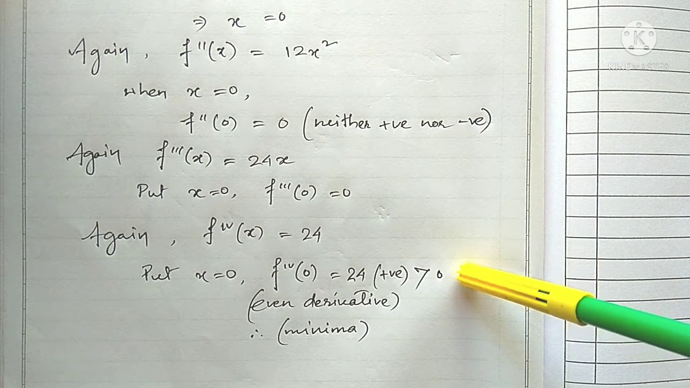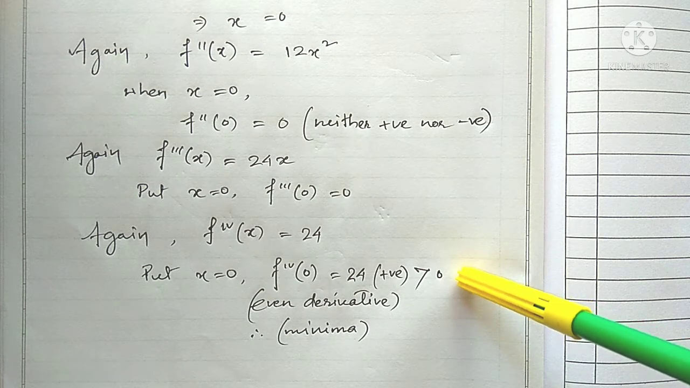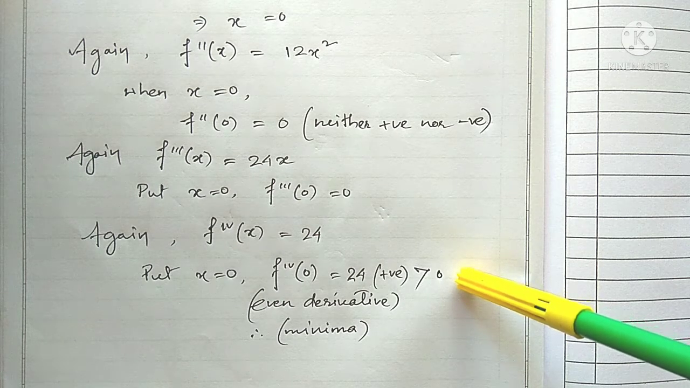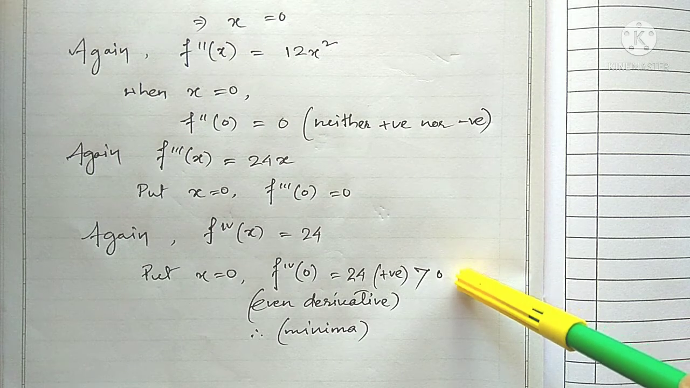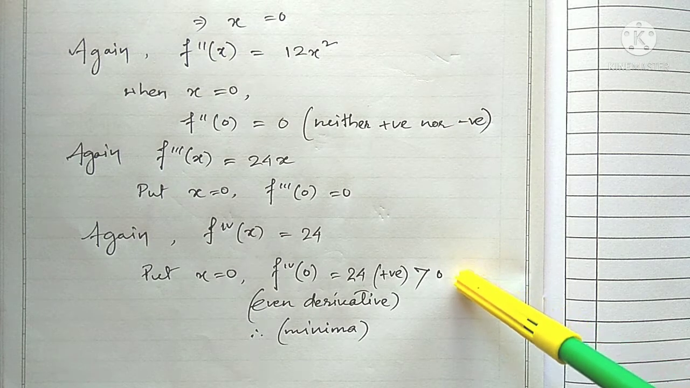Is it clear? Now the important point comes here. If our process finishes at an odd derivative, that means third derivative, fifth derivative, seventh derivative, these are known as odd derivatives, then we have to write neither maximum nor minimum.